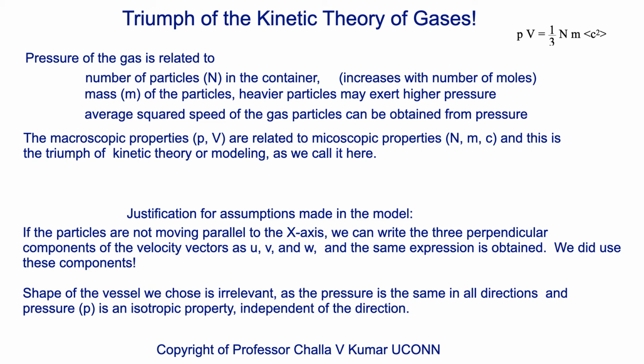Now, the second issue is that we have chosen a vessel of a particular shape. Is this important? We have assumed that we have a rectangular box with a square cross-section. Now, you can ask, well, is this really relevant? What would happen if we have a spherical box? Now, the pressure of the gas is isotropic, meaning it is the same in all directions. So, if I have a vessel that is a square, or a sphere, or any other shape, the pressure exerted at any given point should be exactly the same as at any other point.